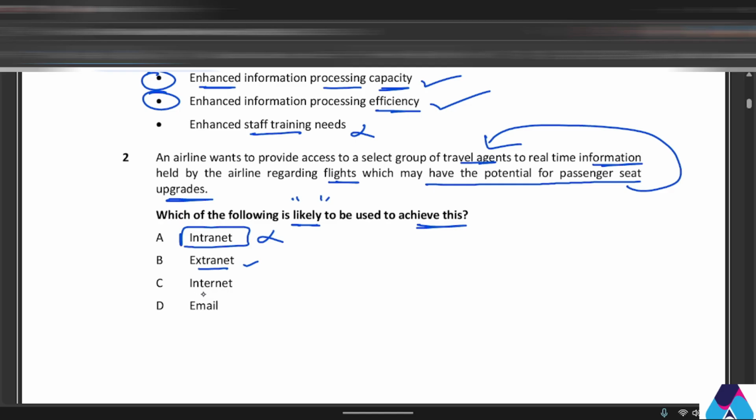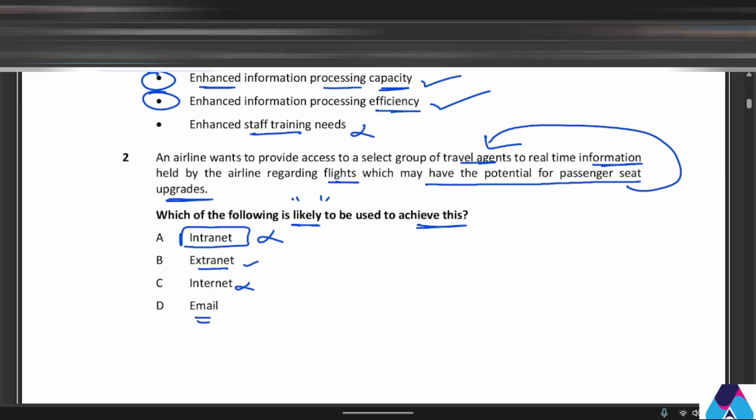So the third one that we have is the internet. Now internet is open to everyone, right? It's for general public, right? So it's easy to rule out this option because this cannot be an option, right? And then you have part number D, which is email. Now, email is basically something that can be used. It can be used for external communication, right? You can send an email to the travel agents informing them about whatever you want to inform them. So that's a possibility.